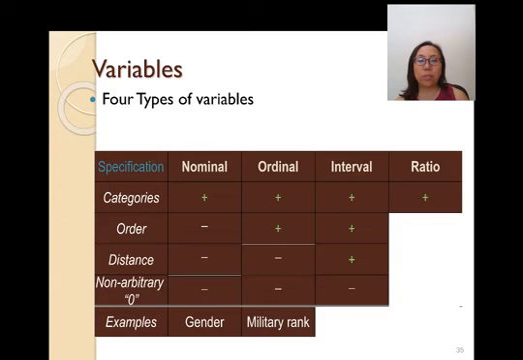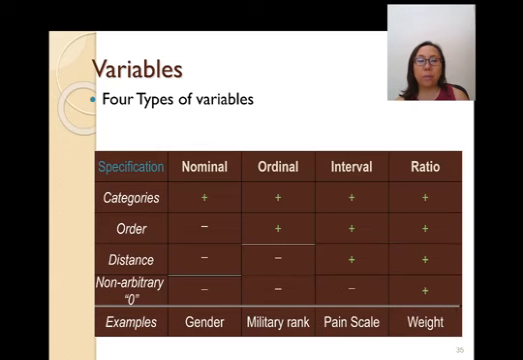And then the latter two, interval and ratio, would be what we call continuous or numerical data, because as you will see, they contain categories and order, because numbers can be ordered, and distance, because numbers can be calculated. And then the last characteristic separates the interval from ratio data.